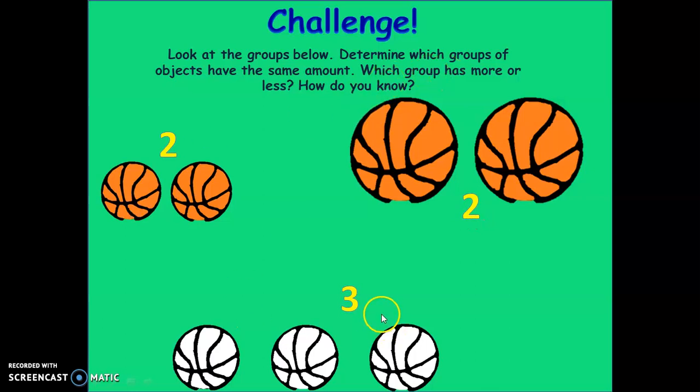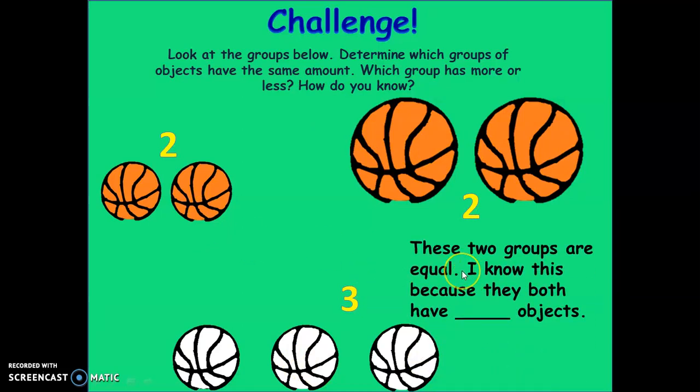Now we're going to look and see which of the groups had more or less. So I'm going to look at our last group and I'm going to count and say 1, 2, 3. Well, I know that 3 is 1 more than 2, so I know that this group at the bottom has 1 more than our groups of 2. So let's put this in our sentence frame. These 2 groups are equal. I know this because they both have 2 objects.